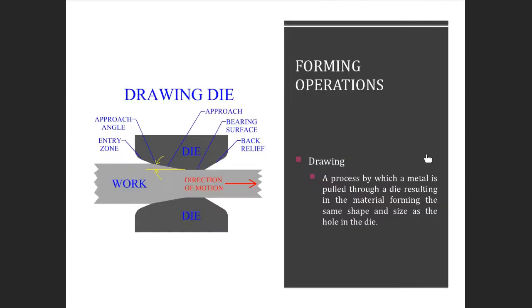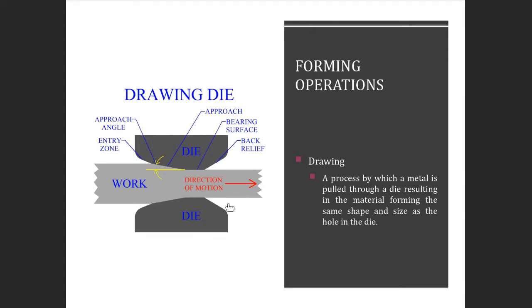The last one we'll talk about is a drawing die. In this case, you are pulling instead of pushing the material through the die, and your angle of entry will determine the amount of forming that occurs.